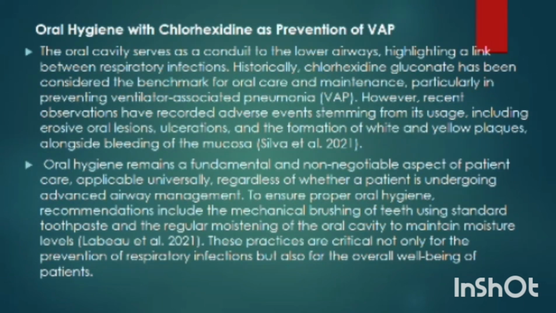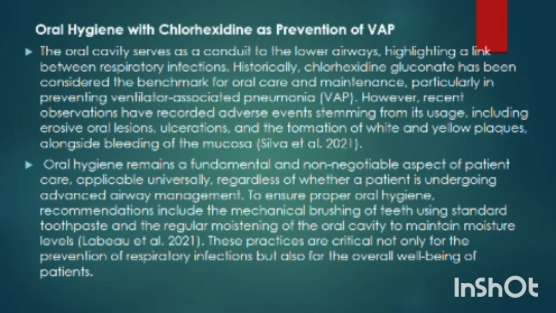Next, oral hygiene with chlorhexidine for prevention of VAP. For many years we have been using oral hygiene with chlorhexidine, but it has been seen that doing this causes some adverse effects, like oral erosions, formation of certain ulcers, and formation of white and yellow plaques in the oral cavity of the patients. Okay, so oral hygiene remains very important, but the latest recommendation is against using chlorhexidine.